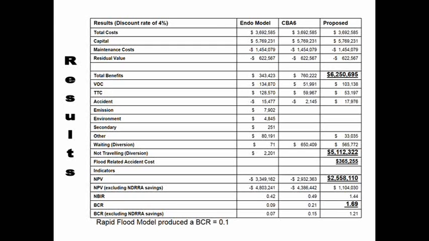So let's just have a quick look at the benefits here. So cost benefit analysis CBA 6 gives us only about $760,000 worth of benefits. The endogenous model is even less, $343,000 worth of benefits. And the proposed model gives us actually quite a high number of about 6.2 million. So as you can see, it's significantly different. So why is that, and where are those differences occurring? So what is actually being picked up with this model that's not being picked up anywhere else?